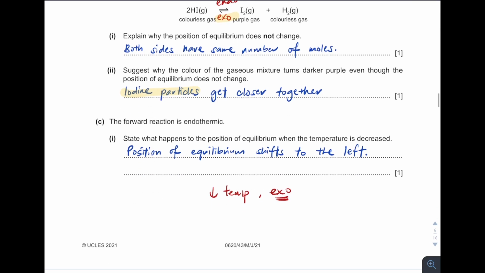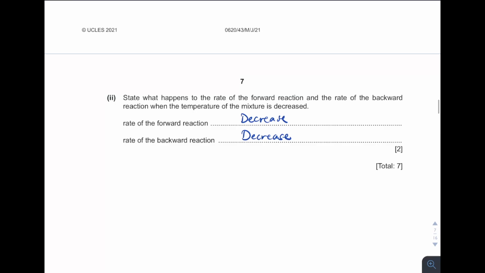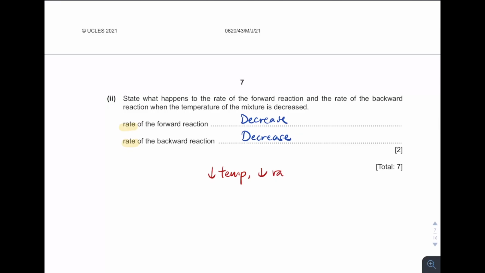Then, what happens to the rate of both the forward and backward reactions when the temperature decreases? They are asking about the rate of reaction, not the position of equilibrium. Remember, a decrease in temperature will always decrease the rate of reaction. So that's the reason why both the rates of forward and backward reactions decrease.